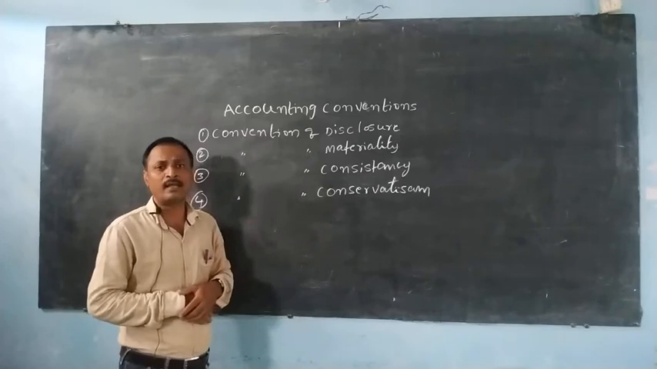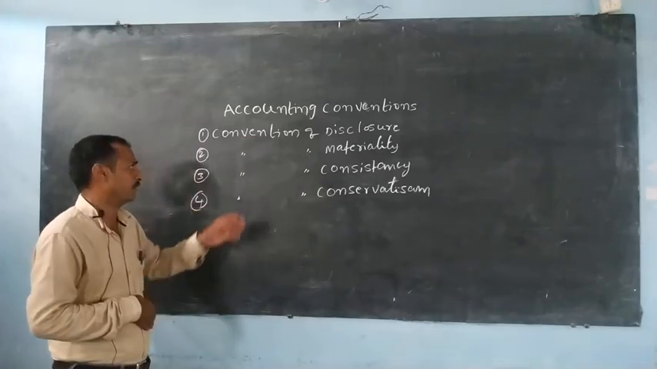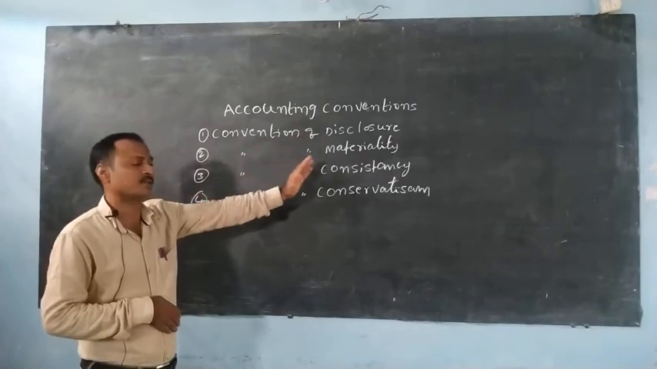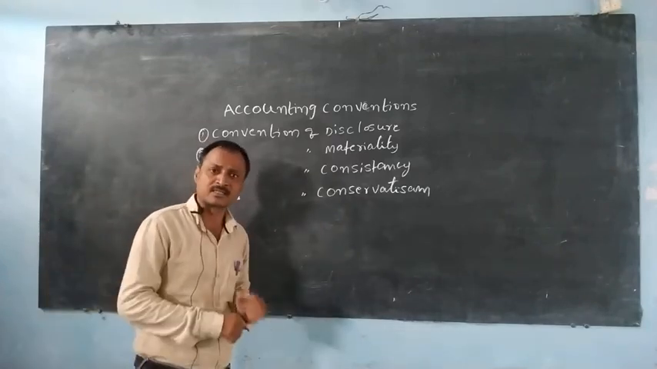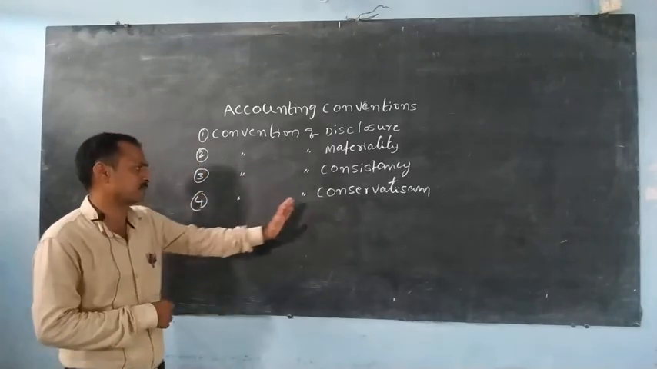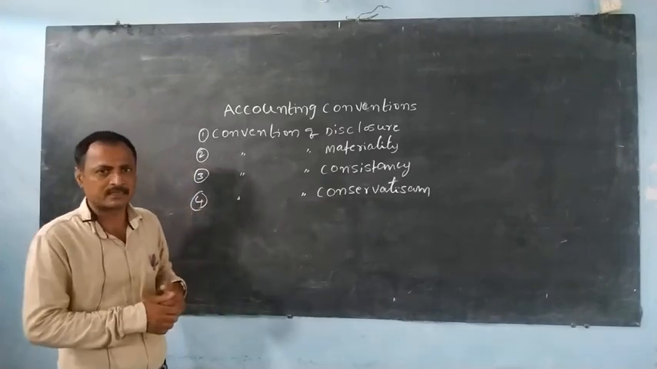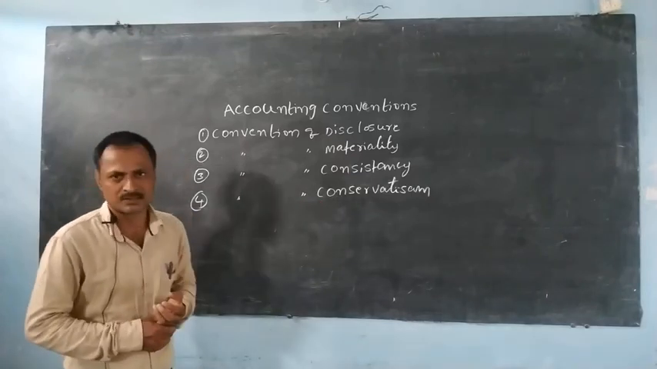So accounting conventions are divided into four categories. One is convention of disclosure. Second is convention of materiality. Third is convention of consistency. Fourth is convention of conservatism. Okay, now we discuss these four types of conventions.